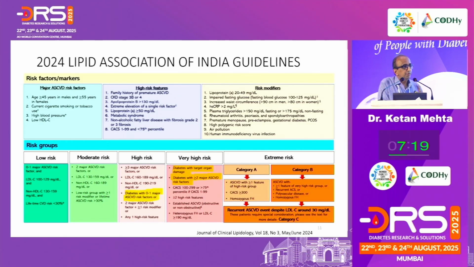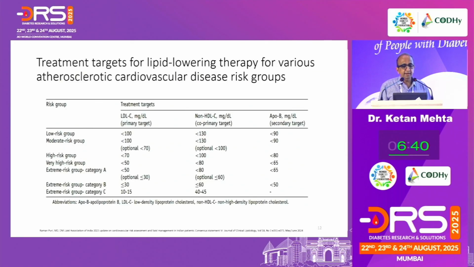Now, I want you to focus. There are 5 categories: low risk, moderate risk, high risk, very high risk, extreme risk. This is for the general population. But look at diabetes. Irrespective of the status, at a minimum they come as a high risk category, with 0 to 1 major ASCVD risk factors. Now, if they have target organ damage, they will come as very high risk. If they have more than 2 major ASCVD risk factors, again they will come as very high risk. So you need to understand, no more do they come in the category of moderate risk, they come in the category of high risk.